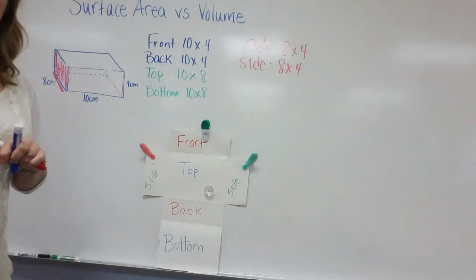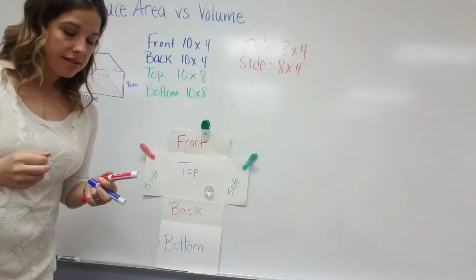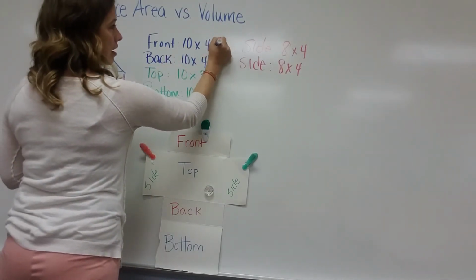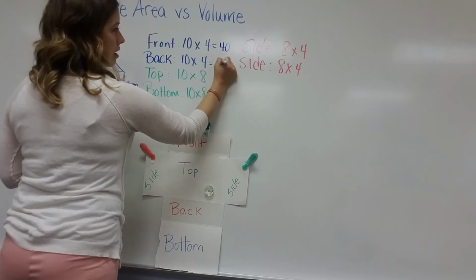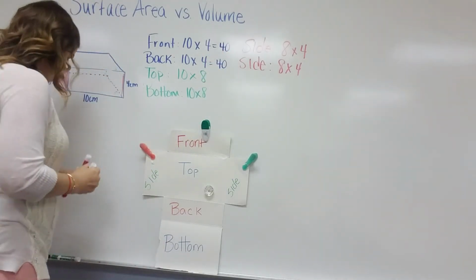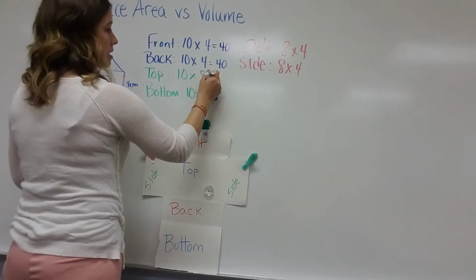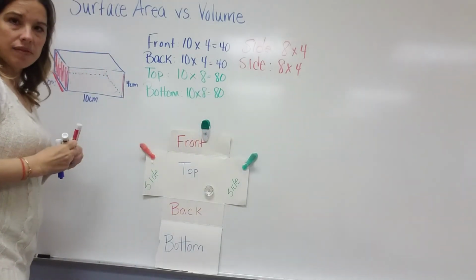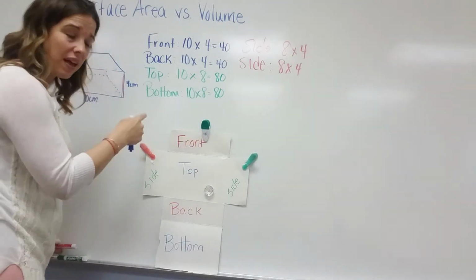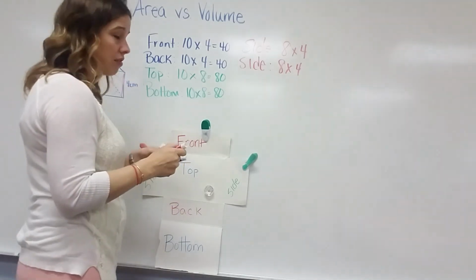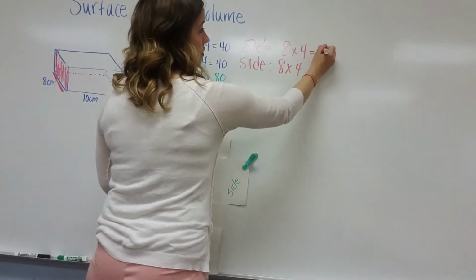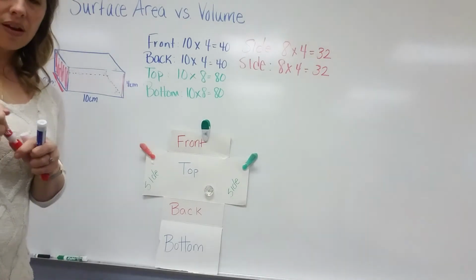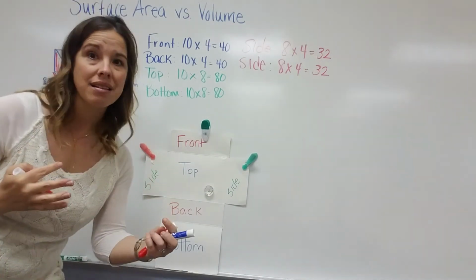okay? So now we can calculate the area of each face, okay? So if we start with our front, 10 times 4 is 40. Okay, then we have our top and our bottom. 10 times 8 is 80. Okay, it's just like finding the area of an irregular figure. We found the area of each face, okay? That's what we're doing right now. The side, 8 times 4 is 32. Okay, so we found the area of each face like we did last week, right?